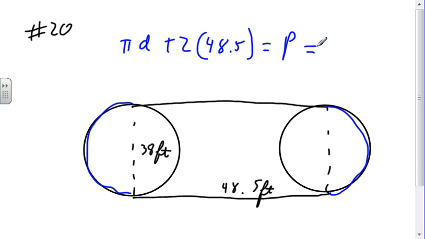All right, so pi times 38 plus 2 times 48.5. And I want three significant digits: 216 feet.